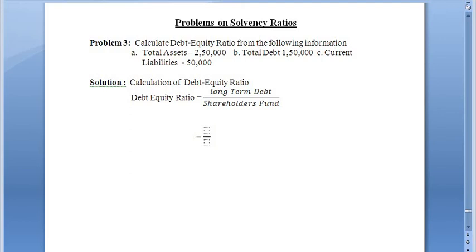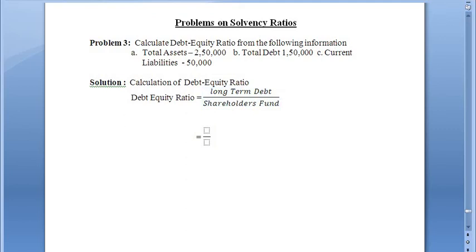Now we need to find out the amount of long-term debt. But if you check the problem, they have not given any information regarding the long-term debt. They have given the information about total debt and current liabilities, and with the help of these two we can find out the amount of long-term debt.